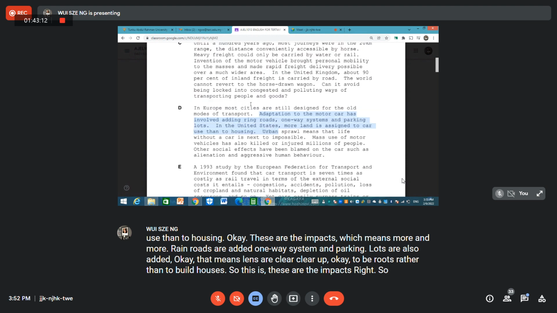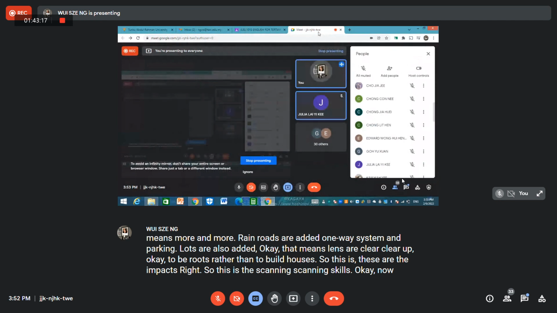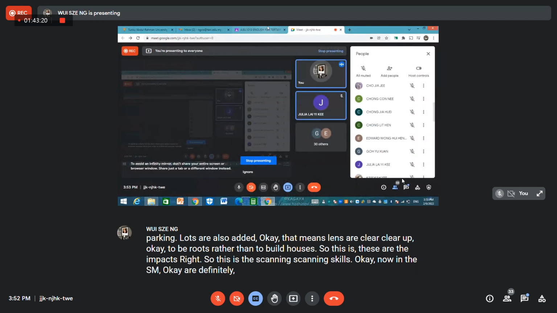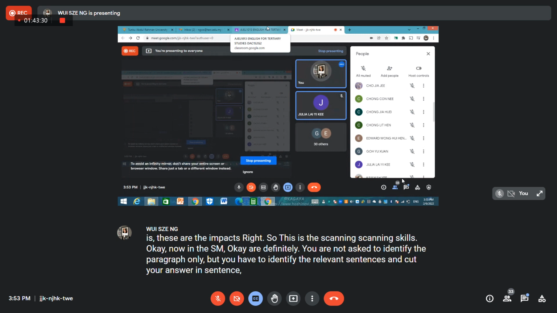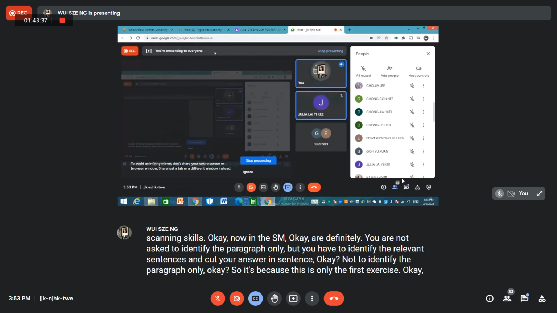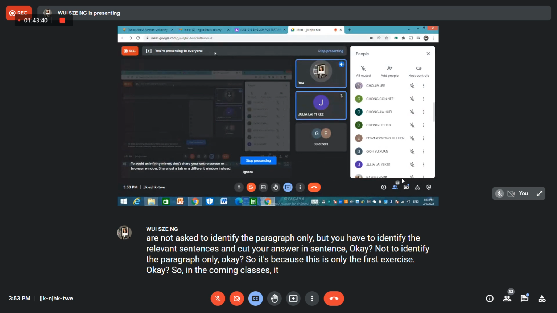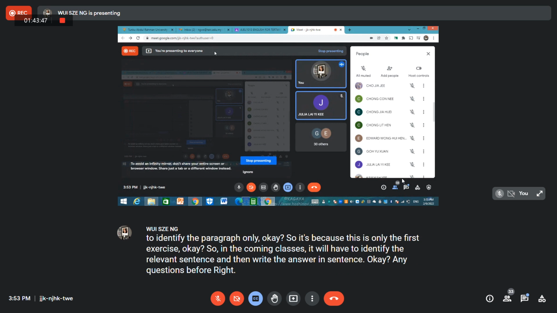Right. So this is the scanning skill. Now in the exam, definitely you are not asked to identify the paragraph only, but you have to identify the relevant sentences and type your answer in a sentence. Because this is only the first exercise, in the coming classes you will have to identify the relevant sentence and then write the answer in a sentence. Any questions before class is dismissed?